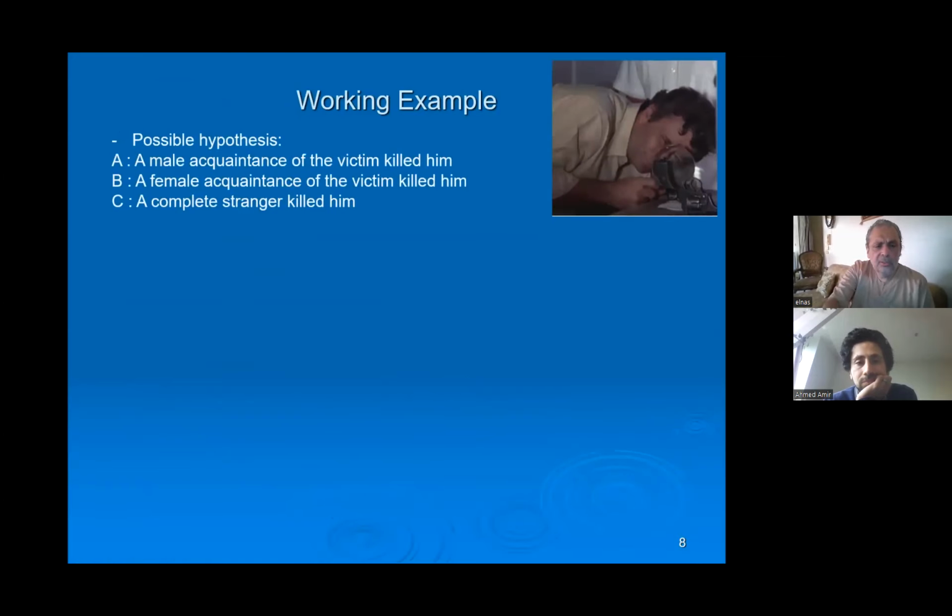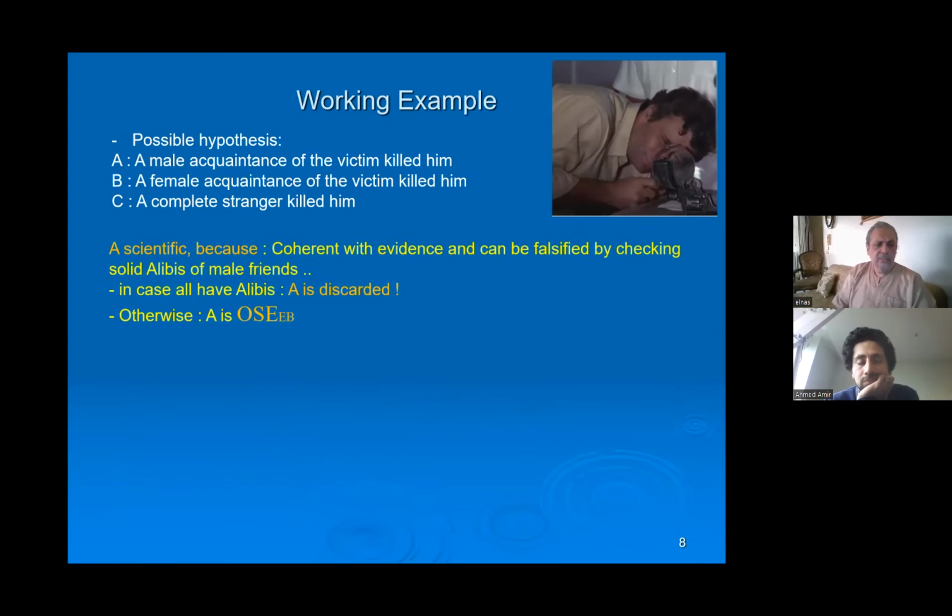So of course, we ruled out hypothesis C, as you know, because it is not scientific. But now the question is, what about A and B? Is it enough to say either I believe or I know? Of course, both of them are belief. A is scientific because it's coherent with evidence and can be falsified by checking solid alibis of male friends.